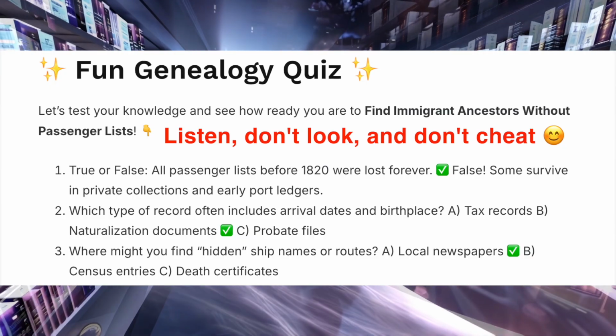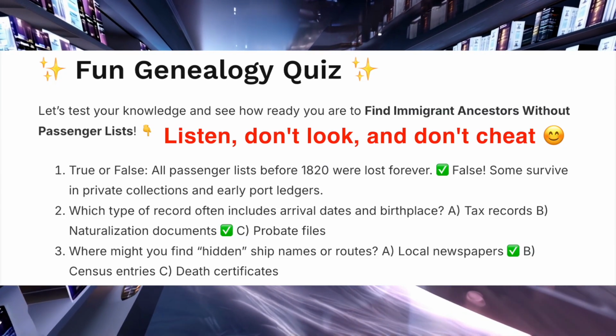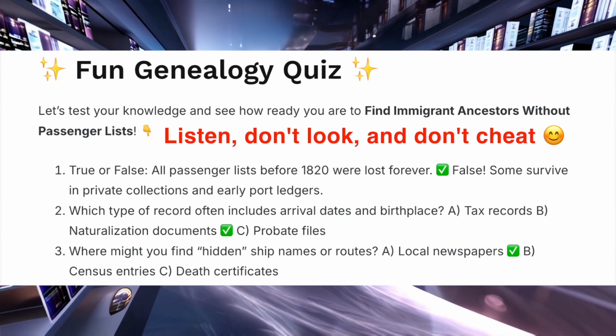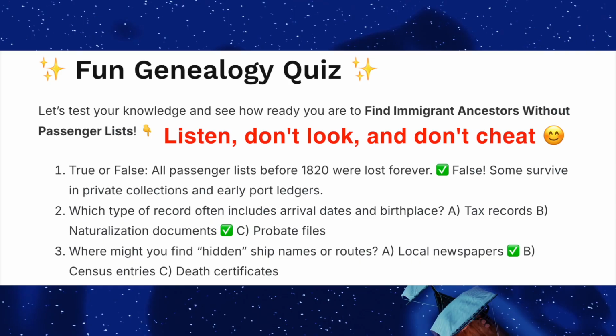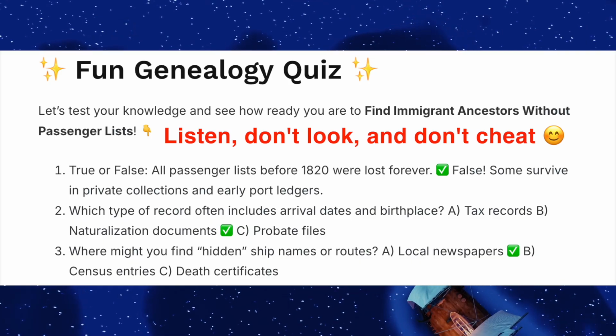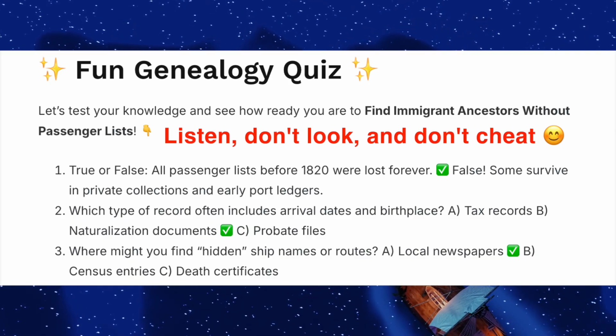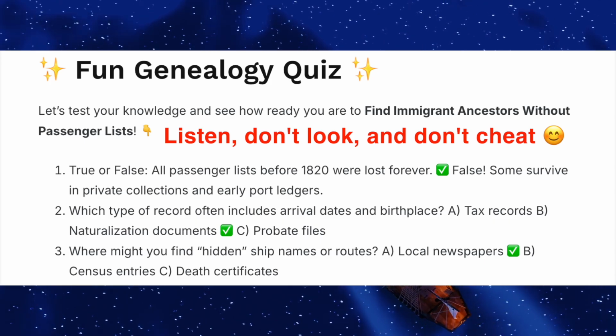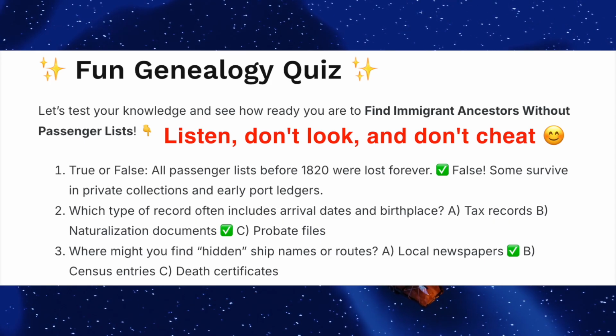Okay, here's a question, A, B, or C. Where might you find hidden ship names or routes? A, local newspapers, B, census entries, or C, death certificates? Answer, A. You might find them in local newspapers more than the others.